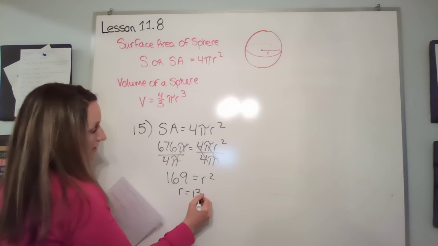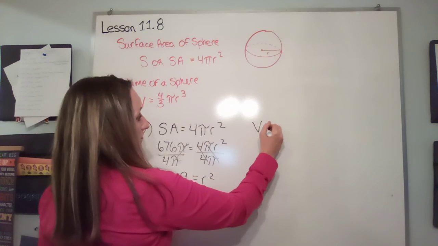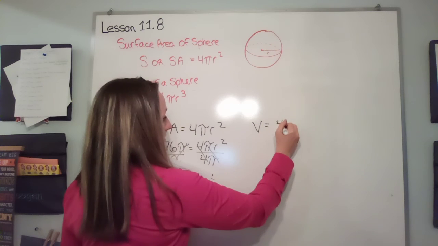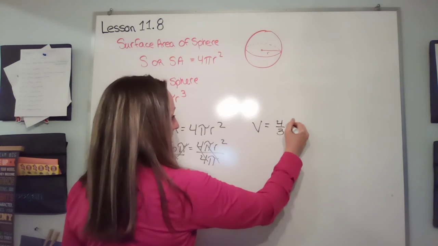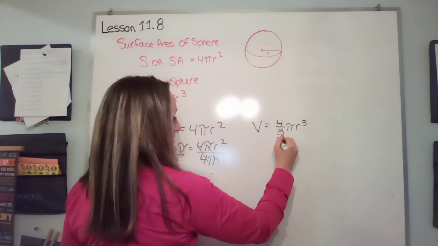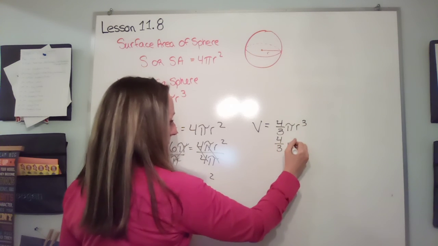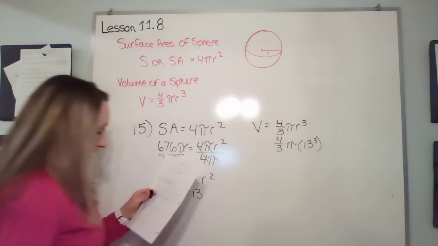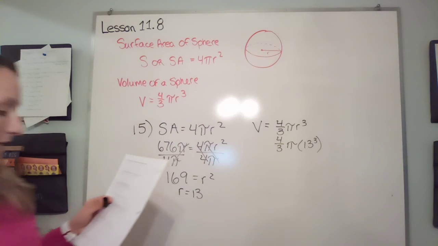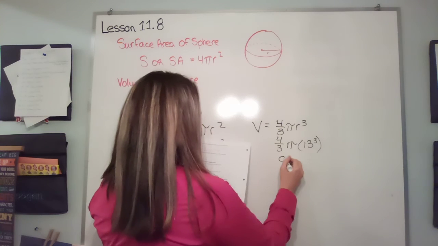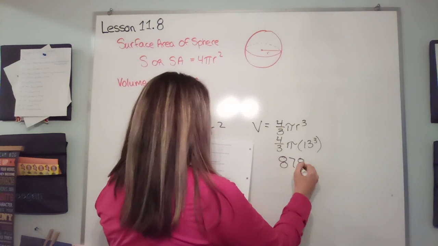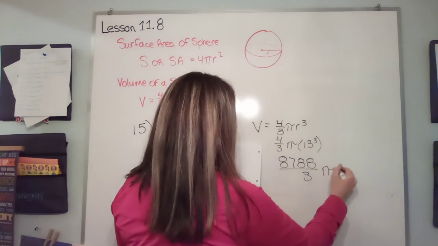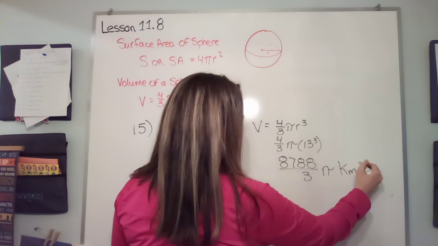Now we're not done because this problem says find the volume. So now I can use that information to plug into the volume formula. 4 over 3 pi r cubed, 4 over 3 pi 13 cubed. And when you plug that into the calculator and simplify, you're going to have 8788 over 3 pi km cubed.